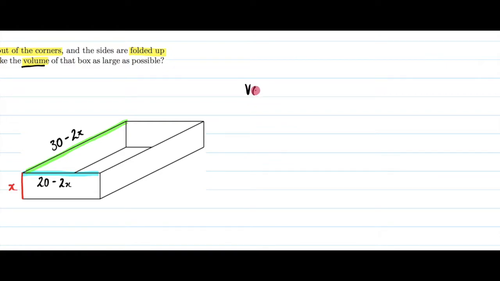So V of x. I know it's going to be the height, so x, times the width times the length. So I'm going to multiply it by 20 minus 2x. And then lastly, I'm going to go 30 minus 2x. All right, fantastic. We are doing such a good job right now.